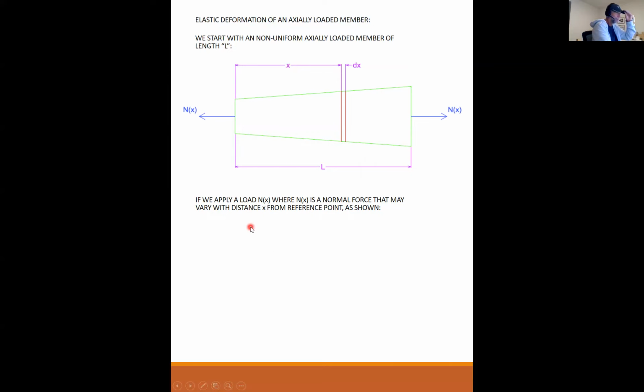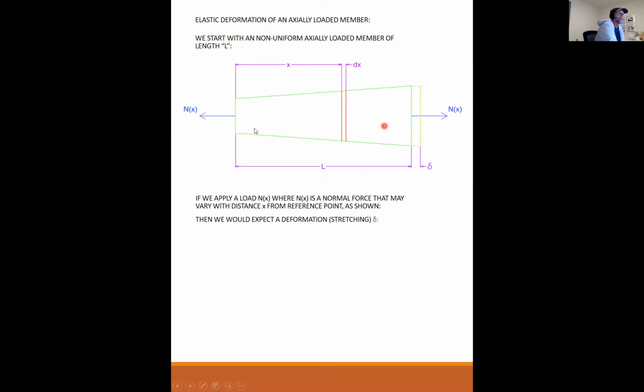Then we might expect a deformation, a stretching of delta, if we apply the loads as shown. So we would expect that this material might stretch out a little bit because we are pulling on it, and that deformation is labeled as delta.